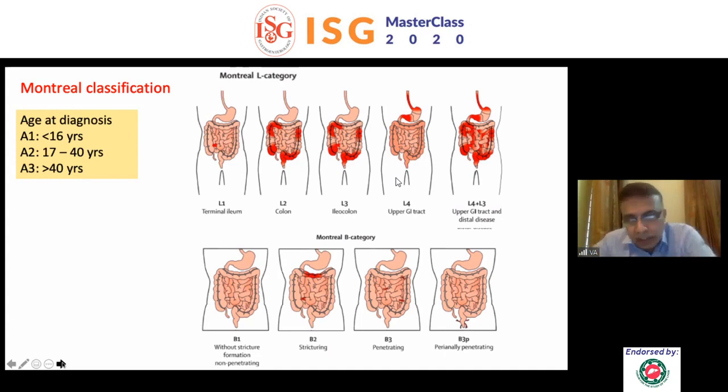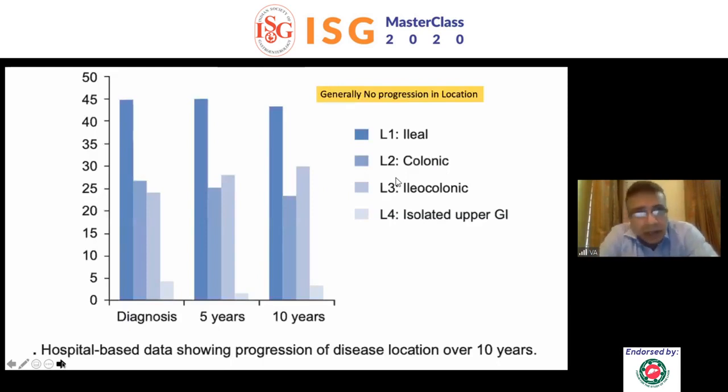So that is why Montreal classification is very important, and every patient in your OPD should be phenotyped according to Montreal classification, which is L1, involvement of terminal ileum with or without cecum, L2 is colonic, L3 is ileocolonic, L4 is upper GI tract, and then you have the behavior as I told you. B1 is inflammatory, B2 is stricturing, B3 is penetrating, and perianal is a modifier in terms of perianal fistulizing disease.